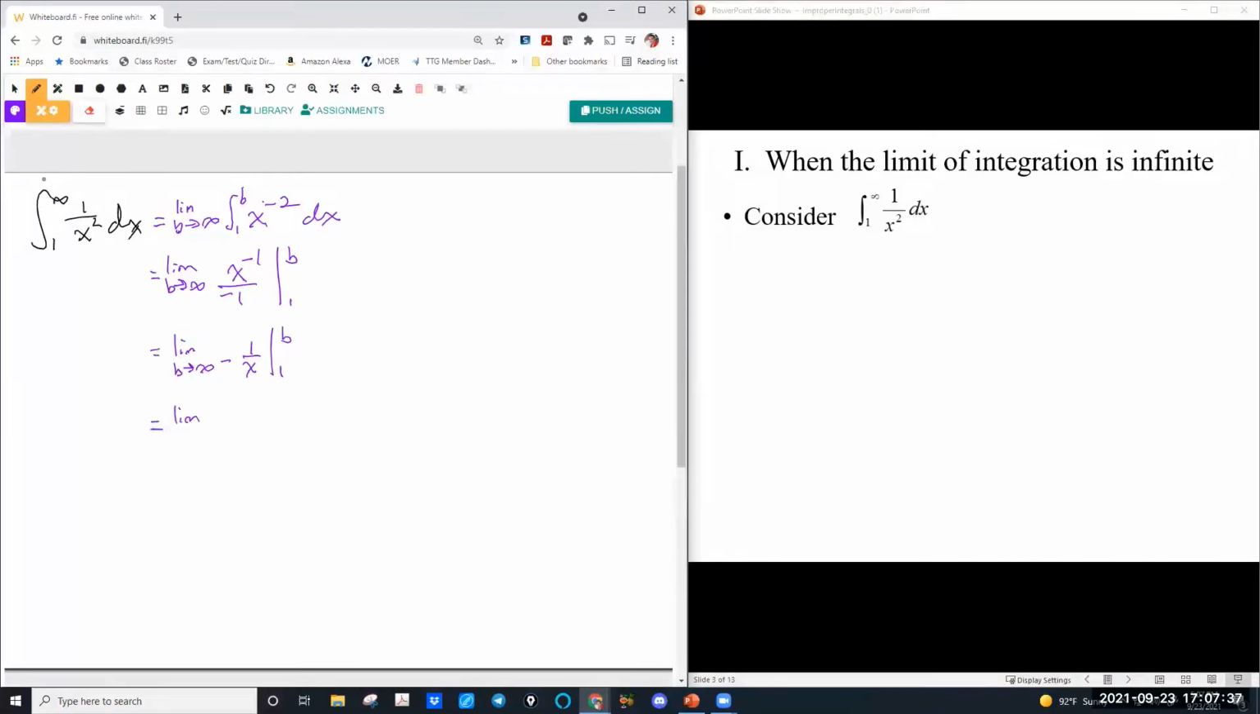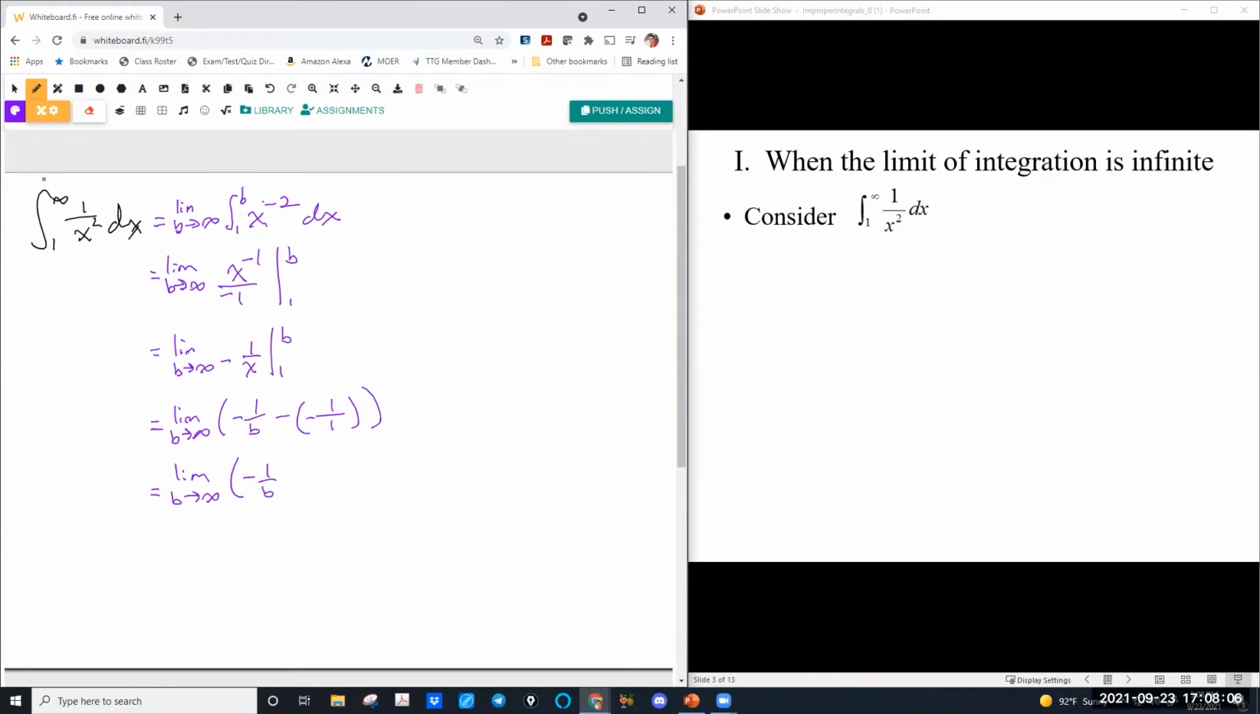So again, the limit's still there. We're not dealing with it yet. We will soon. And now we finish off our fundamental theorem. Plug in my upper limit, so minus 1 over b, minus, plug in our lower limit, negative 1 over 1. All right, so we have the limit as b goes to infinity of negative 1 over b.